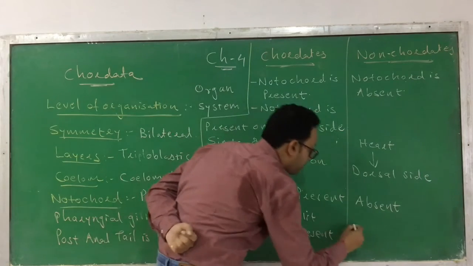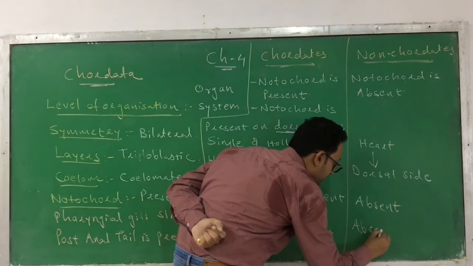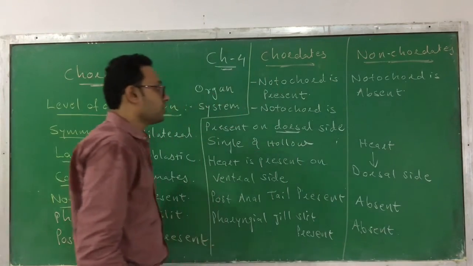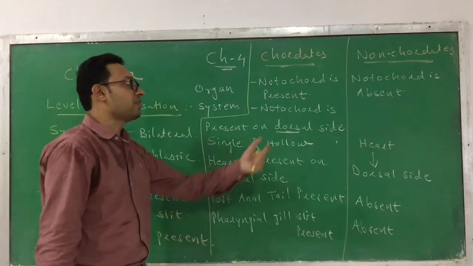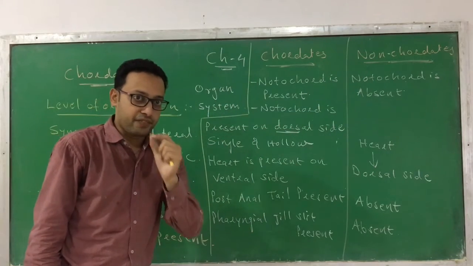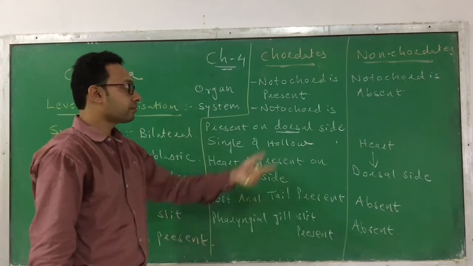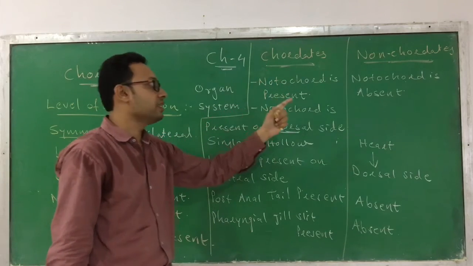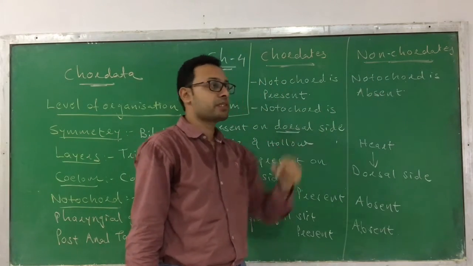But in case of a non-chordate, the pharyngeal gill slit is absent. So these are the characteristics or the differences you can find between chordates and the non-chordates. I again repeat the difference. It is a very important difference. In chordates, notochord is present. In non-chordates, notochord is absent.